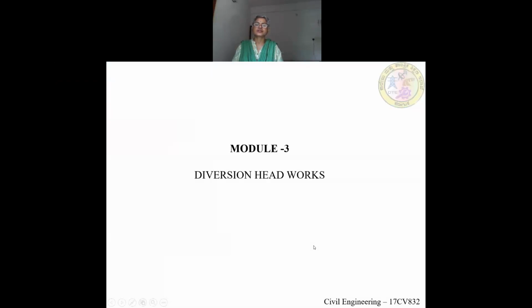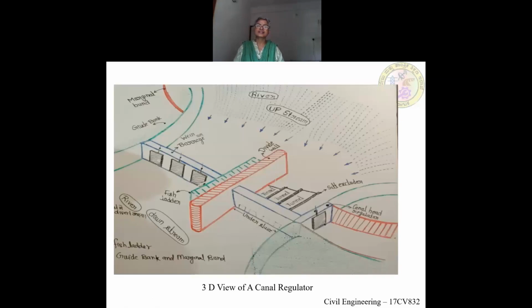Yes. So diversion headworks, as I told you, is a type of canal headwork, which is used for diverting water into a canal. You can see this is a 3D picture of a diversion headwork. If you understand this 3D picture thoroughly, it helps you in remembering the things.